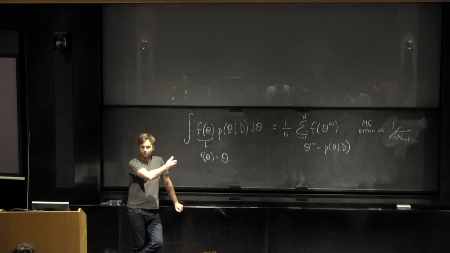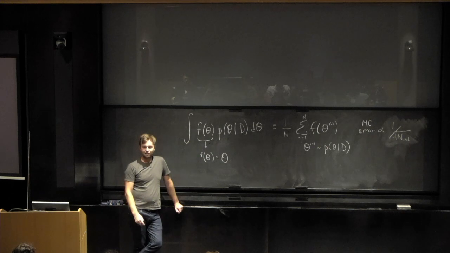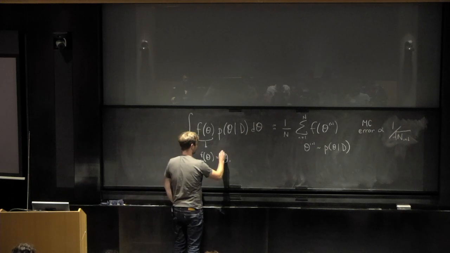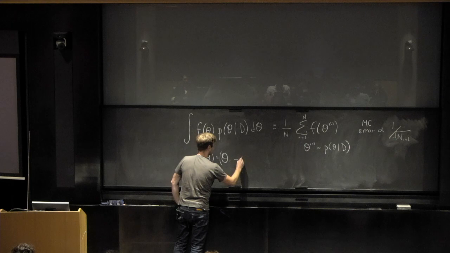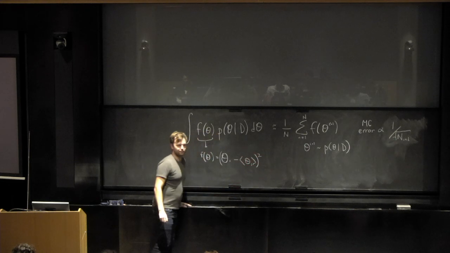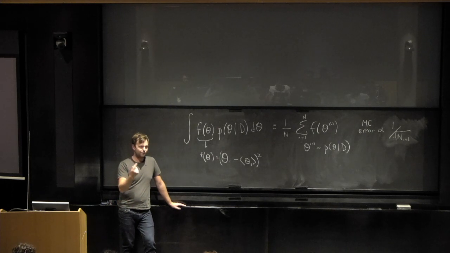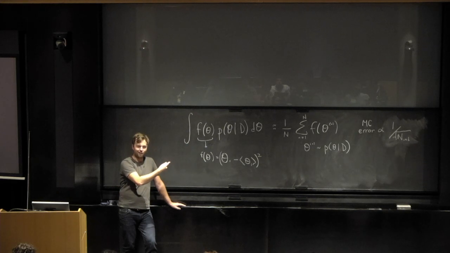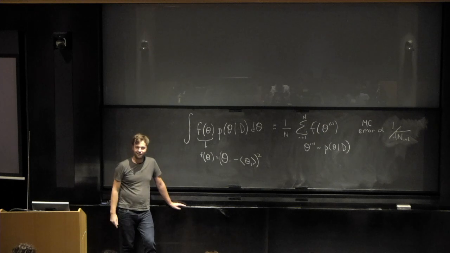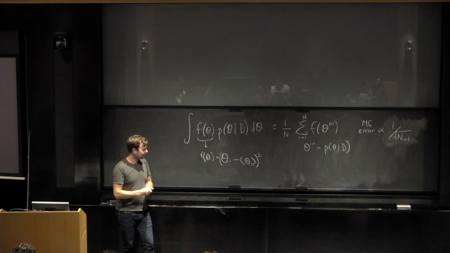Similarly, if you wanted to know the posterior variance on that parameter, that would be a different integral where this would be something like the squared deviation from the mean. And so if you think about it, you can end up figuring out what integral you want for basically any question you're going to ask.